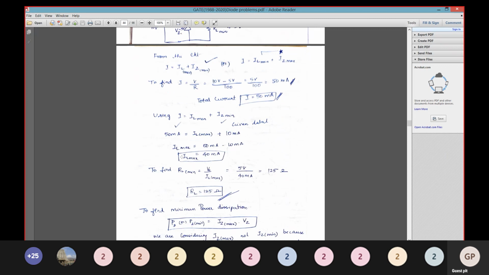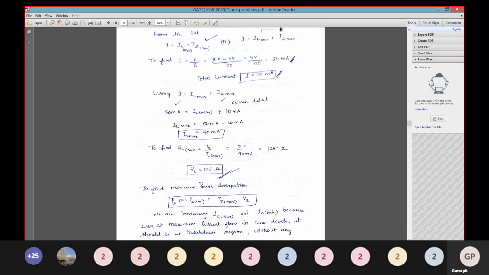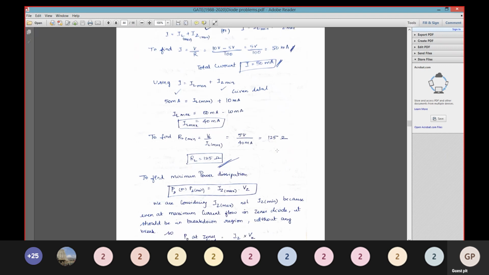So you know I, and you know I_Z minimum. You can substitute and rearrange to find the maximum load current I_L, which is 40 milliampere. Now substitute it to find the minimum value of load resistance. R is equal to V by I. The output voltage is 5 volt and the load current through the load resistance is 40 milliampere, so R is 125 ohm.